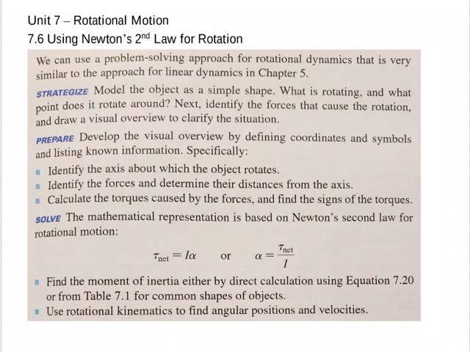Calculate your torques caused by the forces and find the signs of the torques. Remember, positive rotation is counterclockwise. So then the mathematical representation is based on Newton's second law for rotational motion. We have torque net equals I alpha. I is moment of inertia. Find the moment of inertia I either by direct calculation or from the table that I gave you that gives common moments of inertia based on the shape of the object. And then use rotational kinematics to find angular positions and velocities, as we were doing earlier in the chapter.